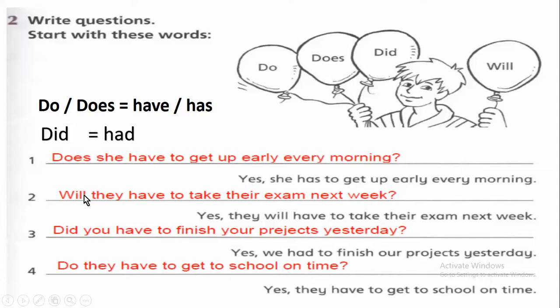Next. Will they have to take their exam next week? Let's see the answer. Yes, they will have to take their exam next week. They will have becomes will they have. Will, then the subject, then have to, then the main verb, then the object and the complement. Next.